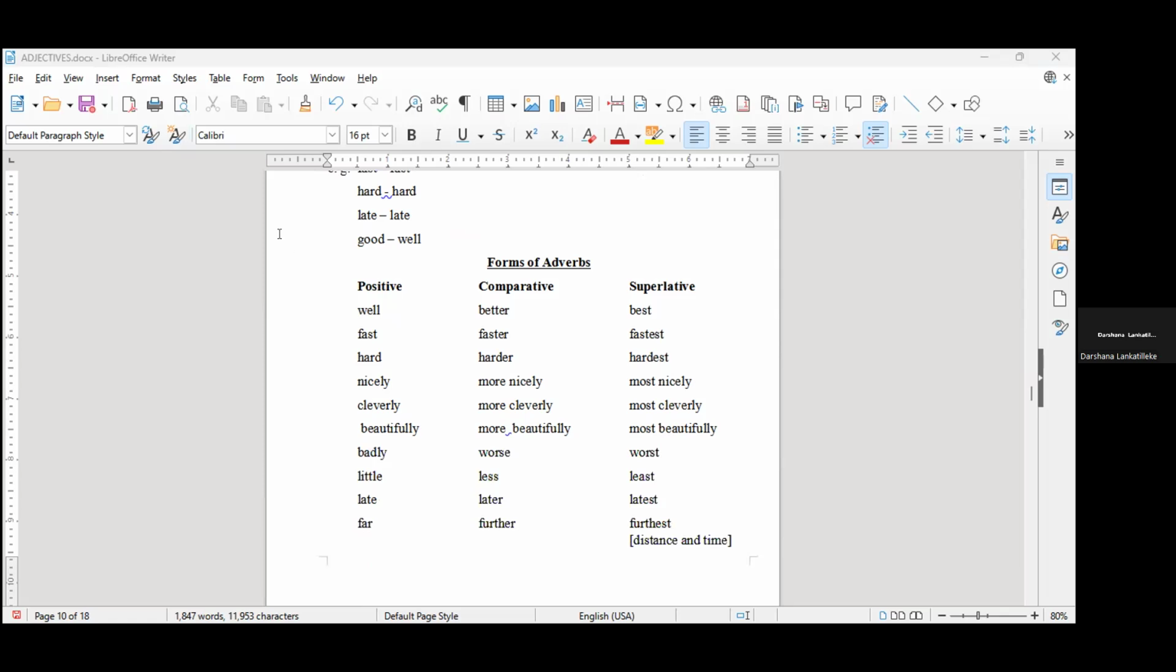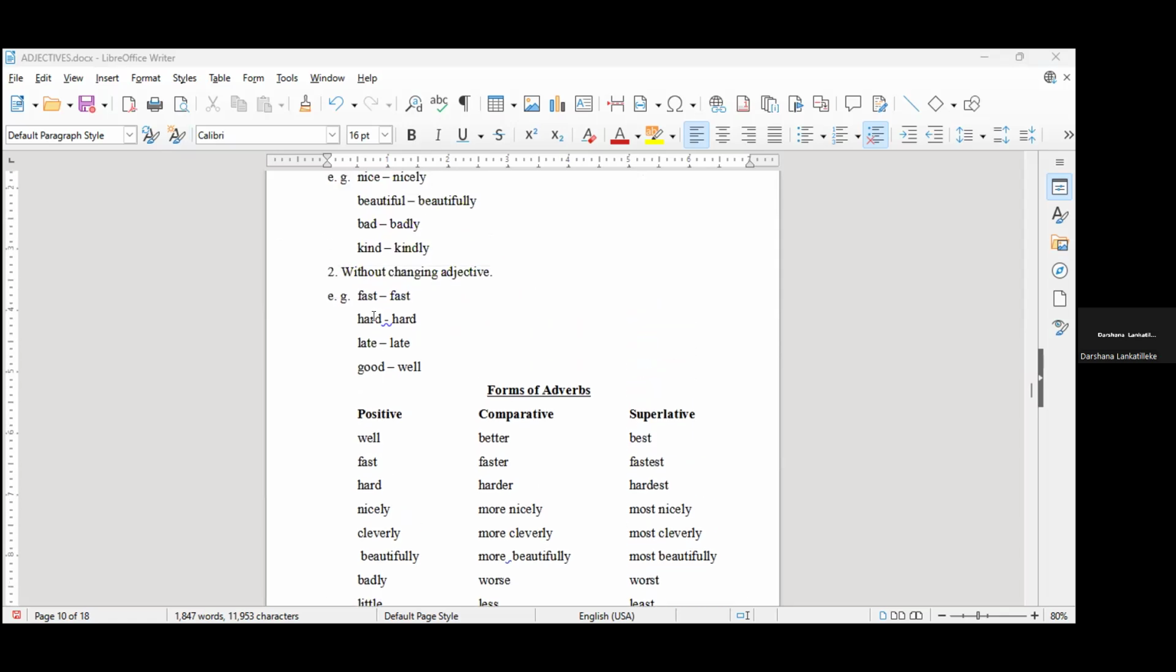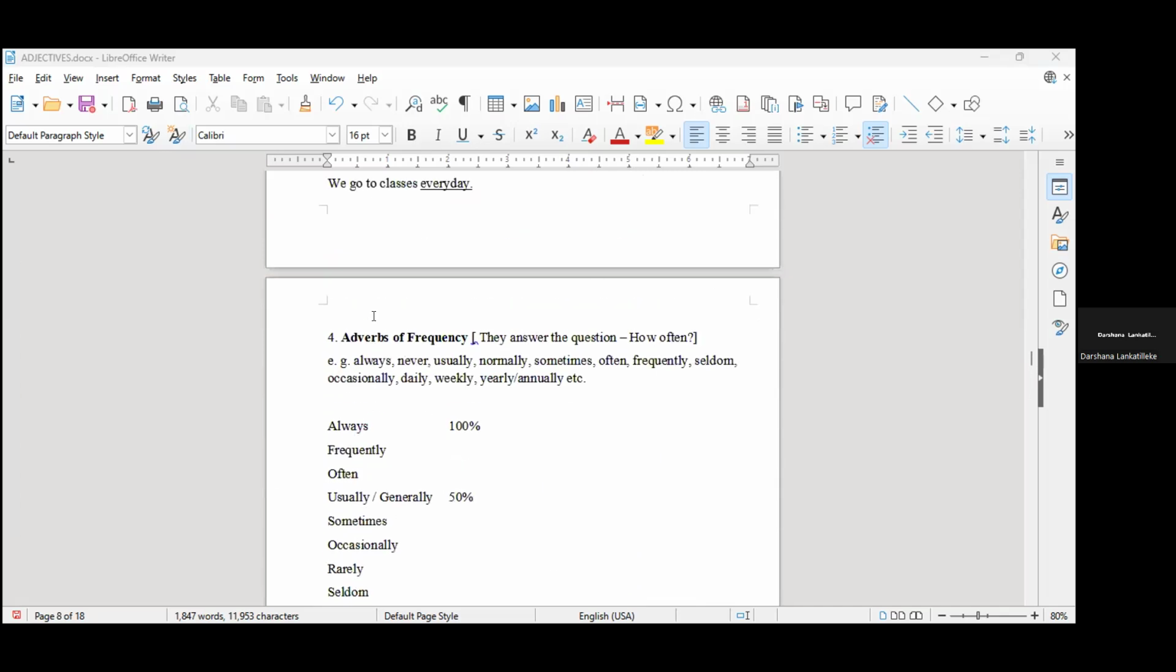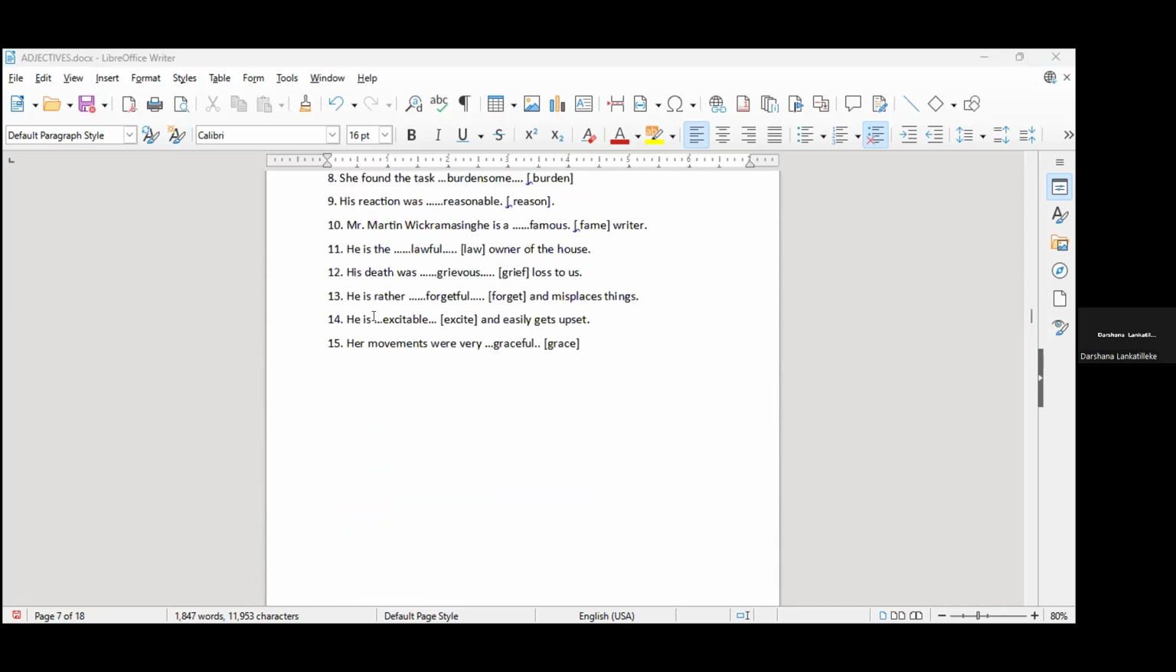Can you remember the adjectives when we learned? We used the positive form just to say how it is. Comparative form is when we compare with one or more people or things, right? And superlative means the other one. So again, the same rule applies here also, as in the adjectives.